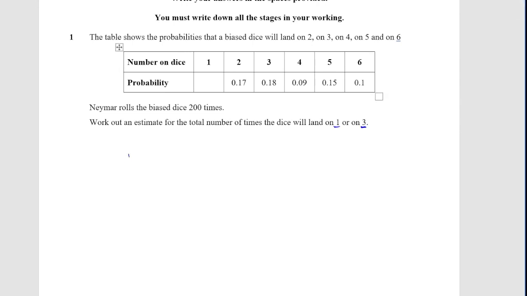So I'm going to say that the probability of it landing on a 1 or a 3 is going to be equal to 1 minus the probability of it landing on a 2, 4 to 6. So that's going to be equal to 1 minus, and then I'm just going to add up the ones that I'm after, 0.17 plus 0.09 plus 0.15 plus 0.1.